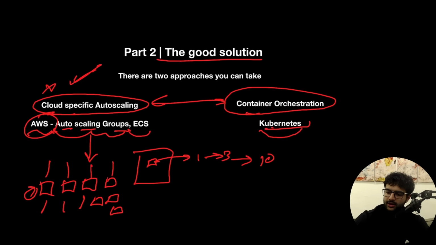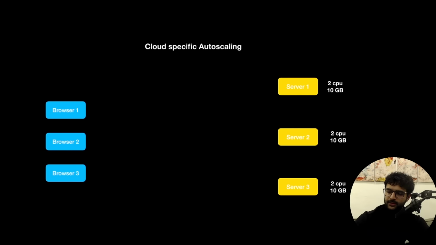Second one uses something called Kubernetes and container orchestration. This takes away the problem of scalability. This takes away the problem of remote code execution. Let's discuss how these two problems scale very well. First, let's discuss the cloud specific auto scaling solution.